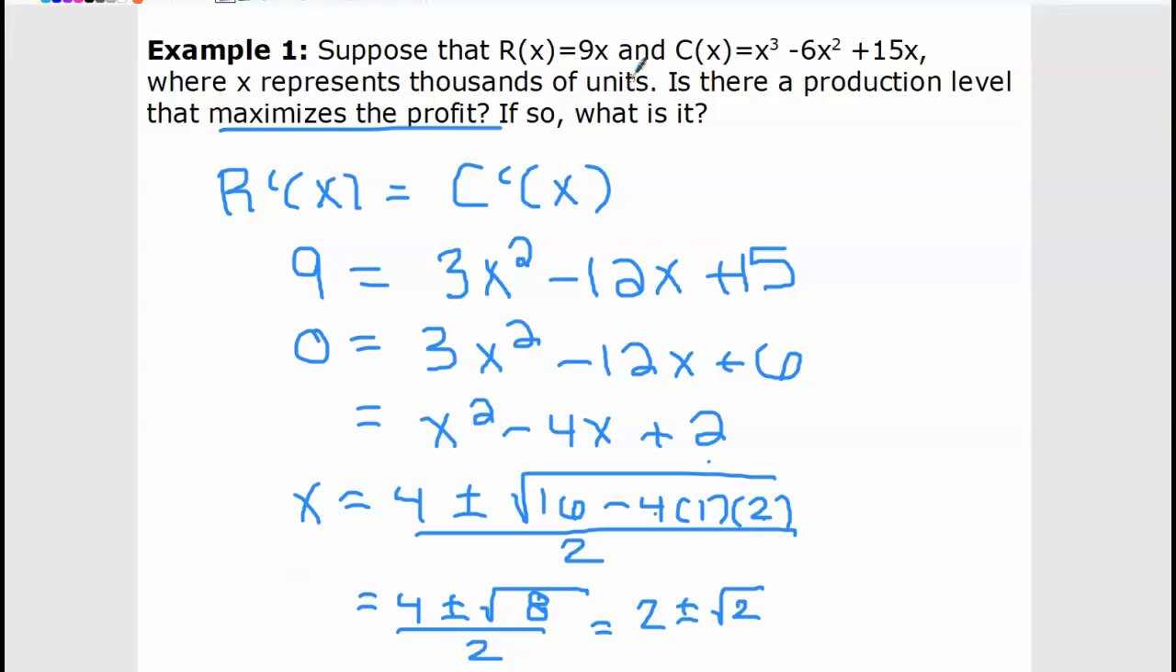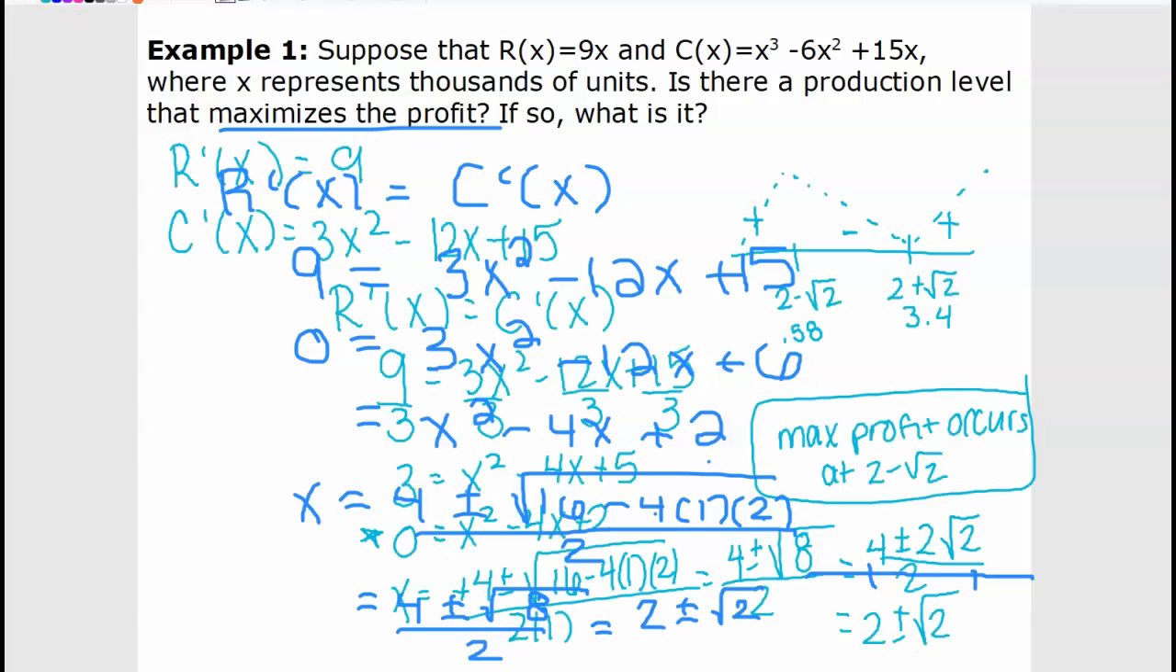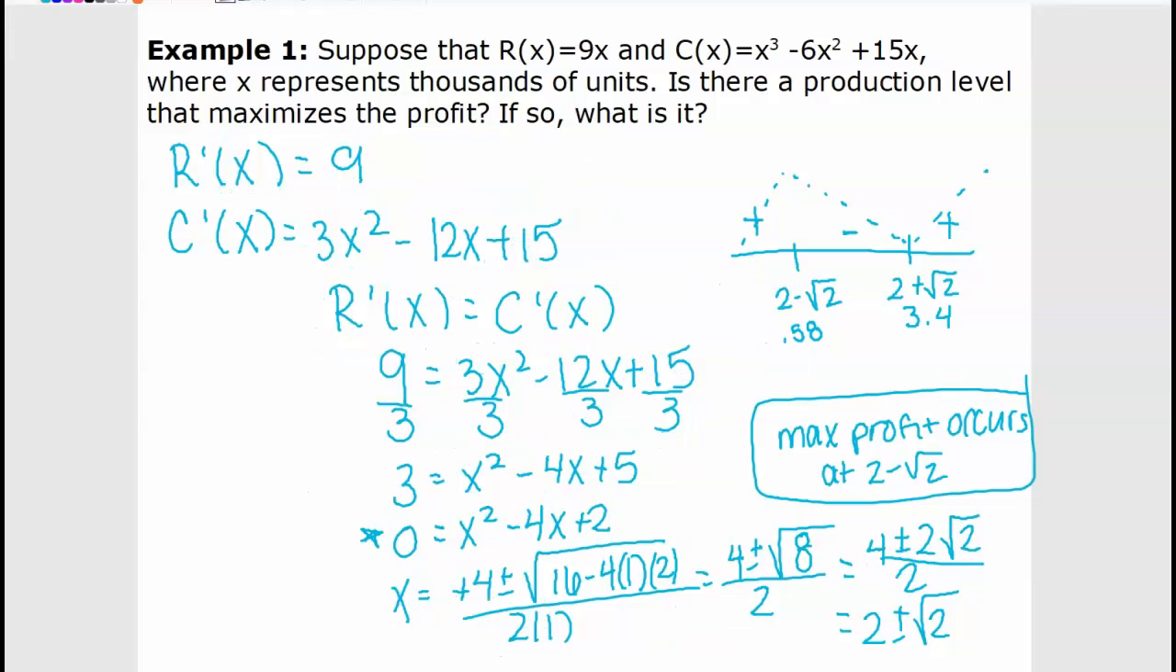So in order to find where it is maximized, you would need to determine where this function is maxed out. So just for the sake of time, I'm going to put up my little sign chart, and max profit occurs at 2 minus square root of 2. So we'll pick up with the remaining examples at the end of the day.